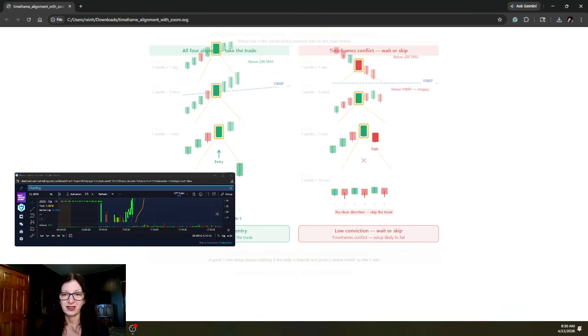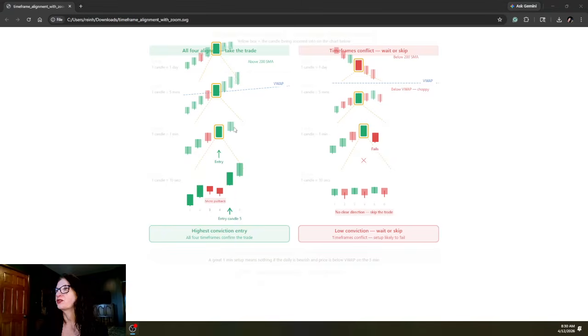I have this graphic here that shows the difference when you see the daily, the 5 minute, the 1 minute, and the 10-second chart in alignment. That gives you the highest confidence that you're making a good decision on that entry. When you have misalignment, choppy action within a candle that doesn't really make sense within the overall pattern, that's when you lack conviction in your decision.